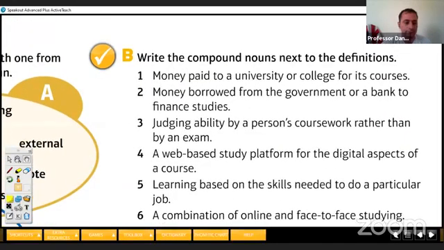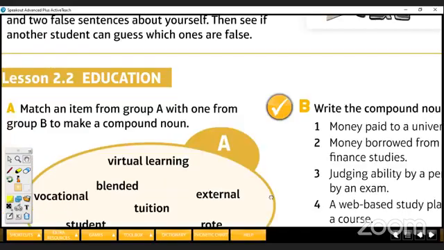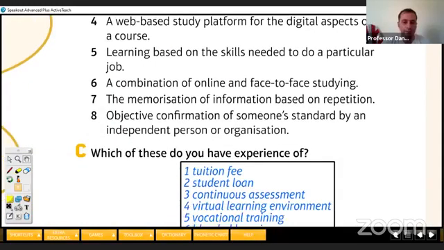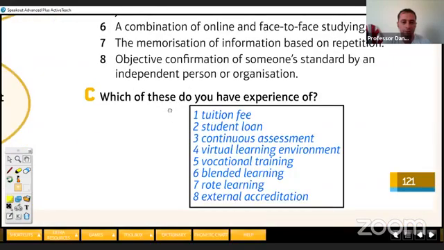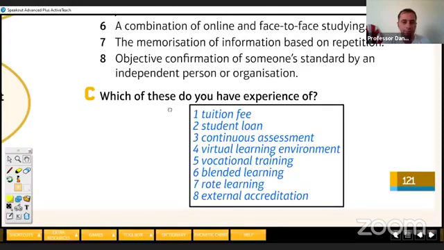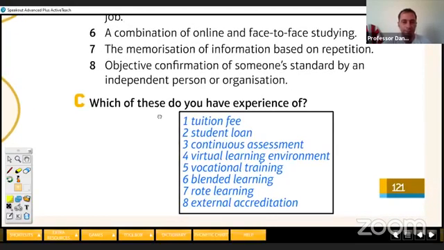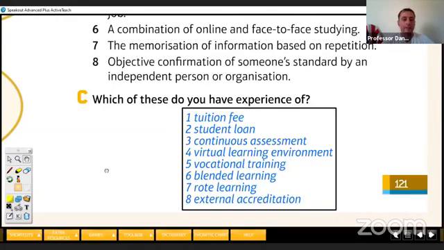Let's check together here. Number one, tuition fee. Number two, student loan. Number three, continuous assessment. Number four, virtual learning environment. Number five, vocational training. Number six, blended learning. Number seven, rote learning, the memorization of information based on repetition. This is a good one. I use this method to teach English a lot. And also external accreditation.